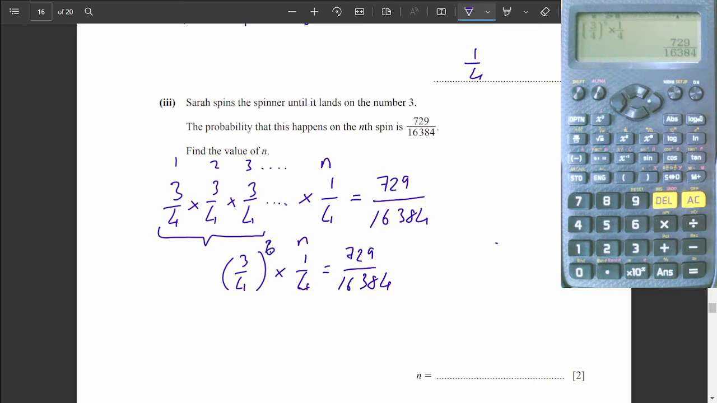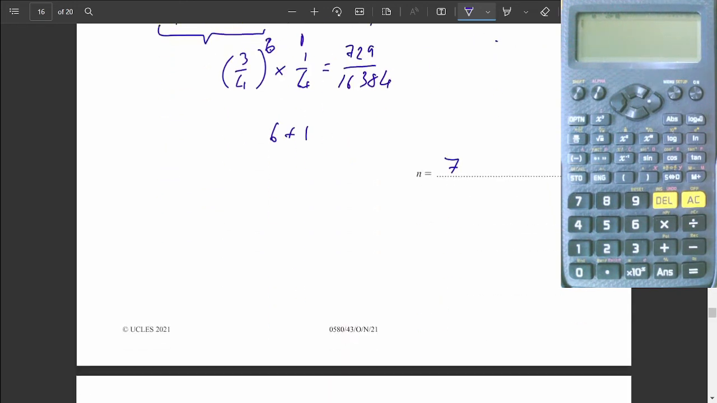Okay. Is that our answer? Is n equals 6? No, because then there was one more spin here. So it's 6 plus 1. The answer is 7. Okay. Difficult question. Like I said, lots of participants did not even attempt this one. But you can do it if you practice.